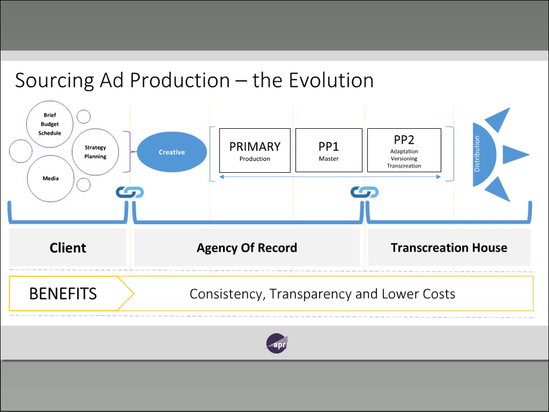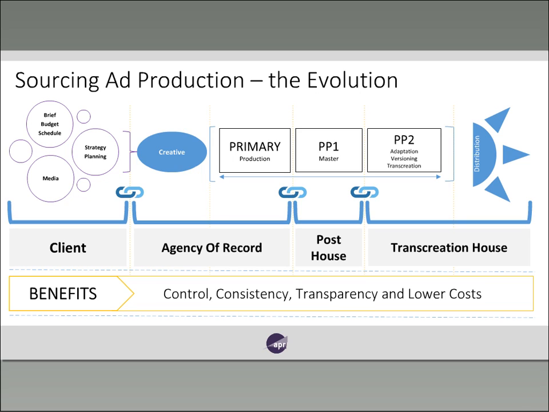Right, and as we start looking at the different elements more specifically, the benefits that we're getting are trying to make sure that there's consistency across the process, that we're getting transparency, and obviously the cost consideration, to ensure that we're getting lower costs.